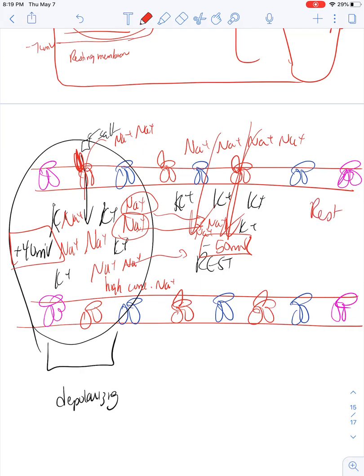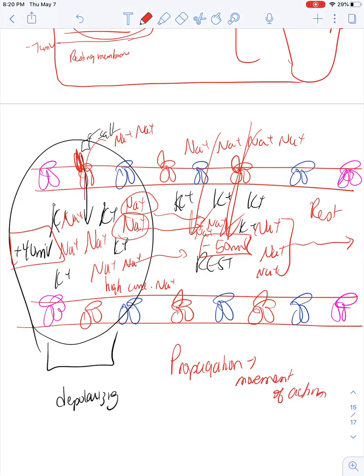Now the region in front of it is still at rest. But with the sodium rushing into this region, again, the sodium ions will diffuse and will cause the sodium channels in the region beside it to open as well. And this is what we call the propagation, or the movement, of the action potential.